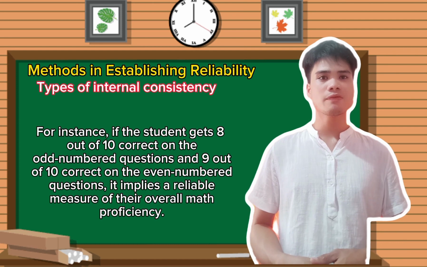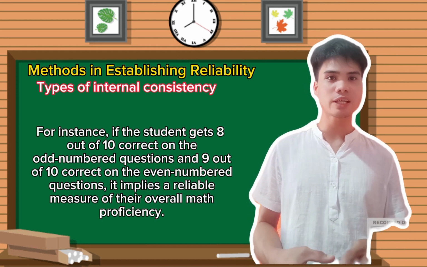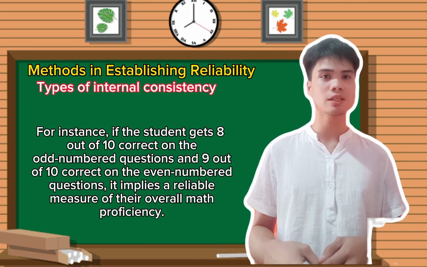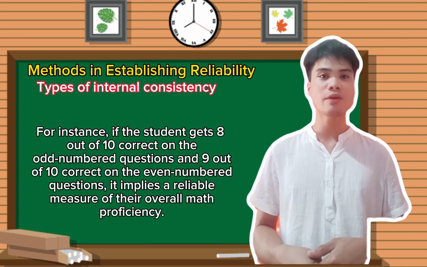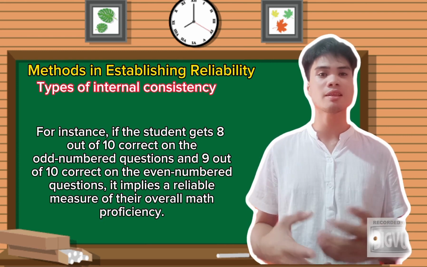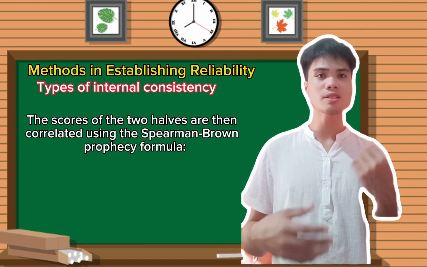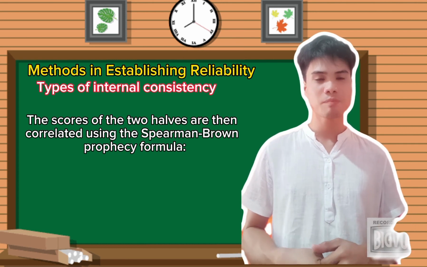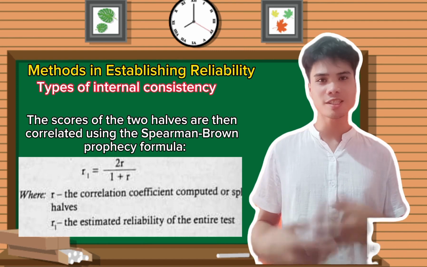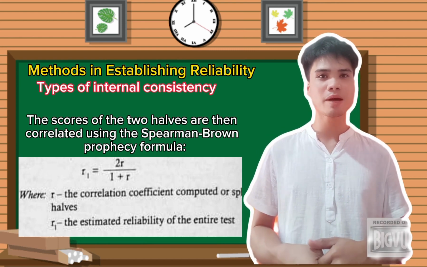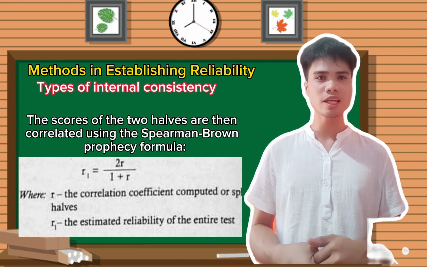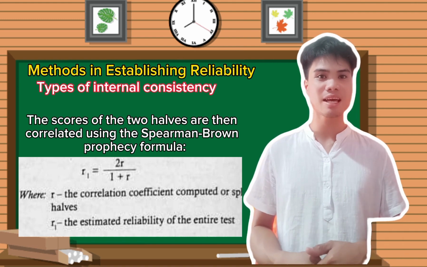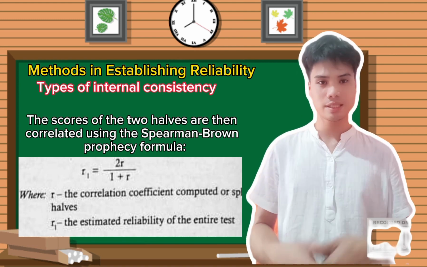For example, if the student gets 8 out of 10 correct on the odd numbered questions and 9 out of 10 correct on the even numbered questions, it implies a reliable measure of their overall math proficiency. The scores of the two halves are then correlated using the Spearman-Brown prophecy formula. So we have R sub 1 equals 2R divided by 1 plus R, where R is the correlation coefficient computed for split halves, and R sub 1 is the estimated reliability of the entire test.